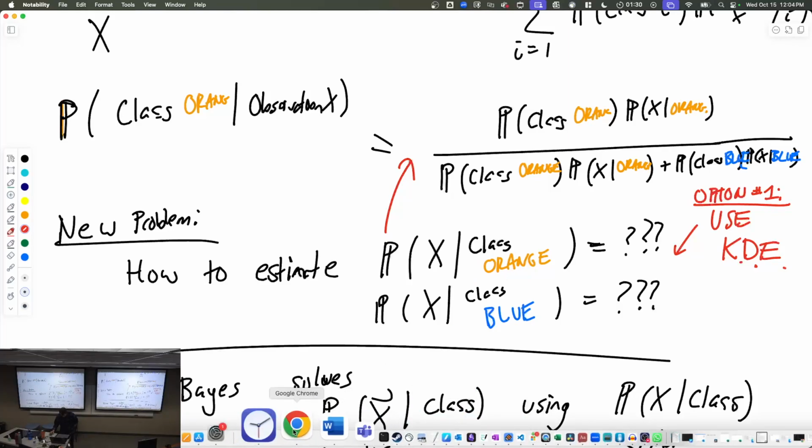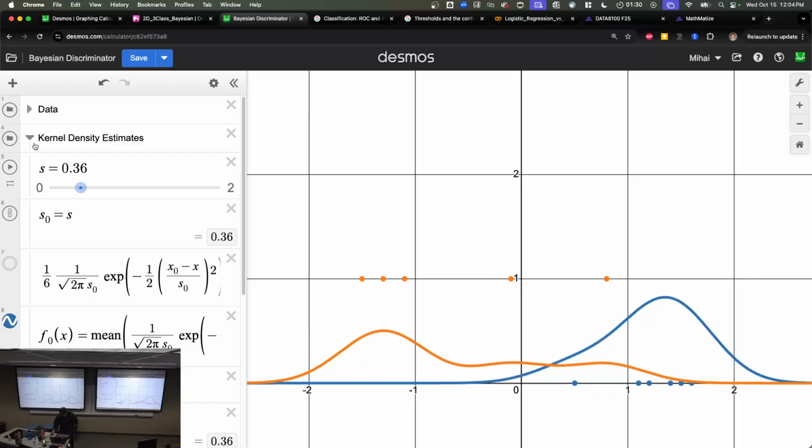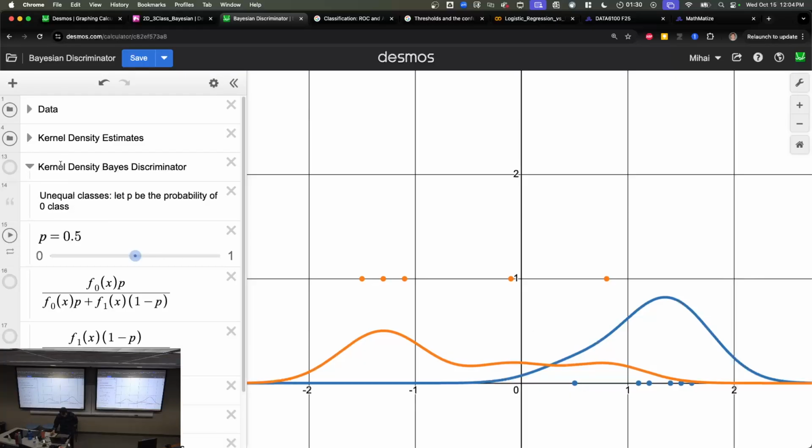Let's go to the formula. Okay, so that's the kernel density estimate. And so I call this thing a kernel density Bayes discriminator. Bayes discriminator means I did the Bayes trick on the kernel density estimate. And I'm allowed to pick the probability P of the zero class. The zero class is the blues. And the formula looks like this. So it's F0, the blue density curve, that's F0, times P, divided by F0P plus F1 times 1 minus P.